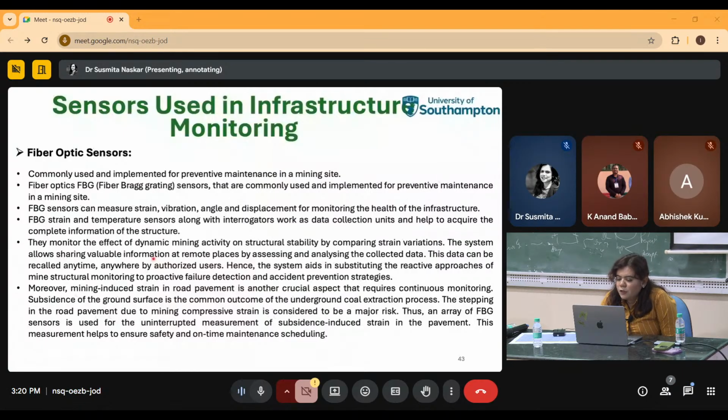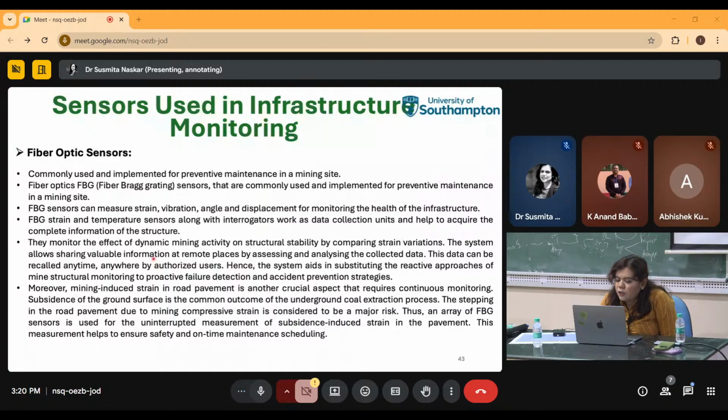So FBG sensors are embedded or attached to the structure, and when the structure deforms, the reflected wavelength of the light changes, and this is how we generally measure the strain or any other parameters we are interested in. And what are the advantages of this kind of sensor? They are widely used in mining sites to monitor the health of the infrastructure.